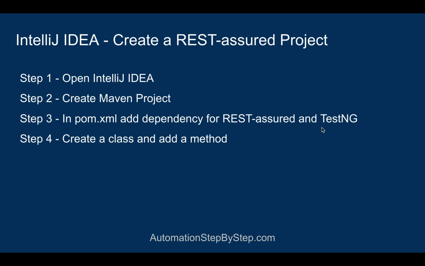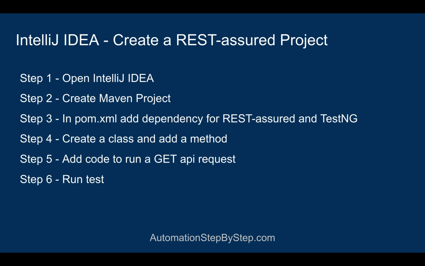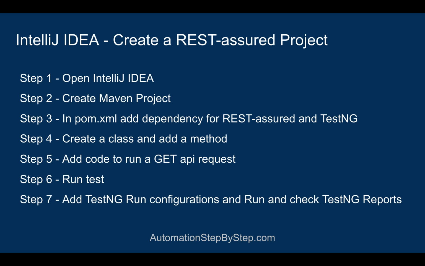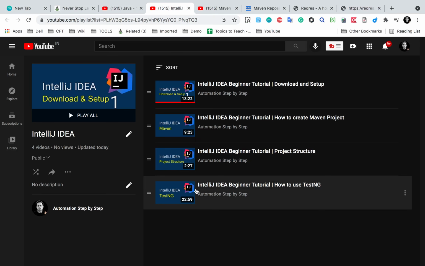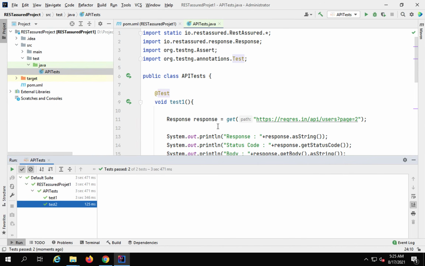Now here we have created a class and a method. We have also added a code to run a get API request. We have run the test, and then we can also add the TestNG run configuration and then check the TestNG reports. And I have shown this in my TestNG video on IntelliJ. You can check from here, and let me also show you now.